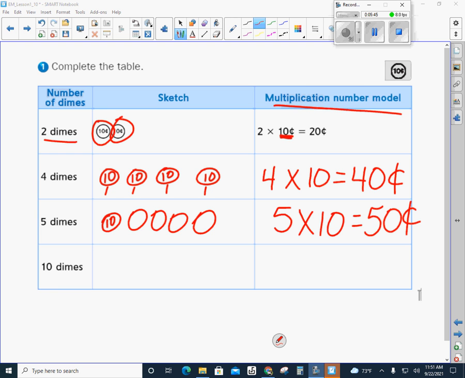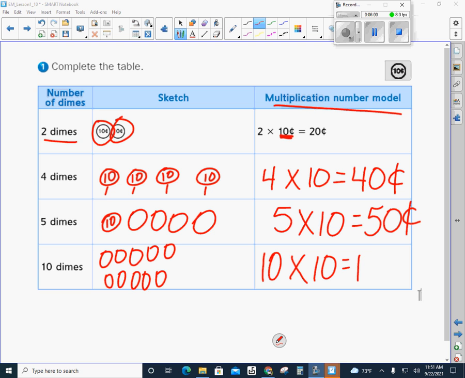50 cents. And then the next one I had 10 dimes. 1, 2, 3, 4, 5, 6, 7, 8, 9, 10. I had 10 groups of 10. And when I counted each one of those, what did that equal? That equaled 100 cents, which is the same thing, boys and girls, as $1.